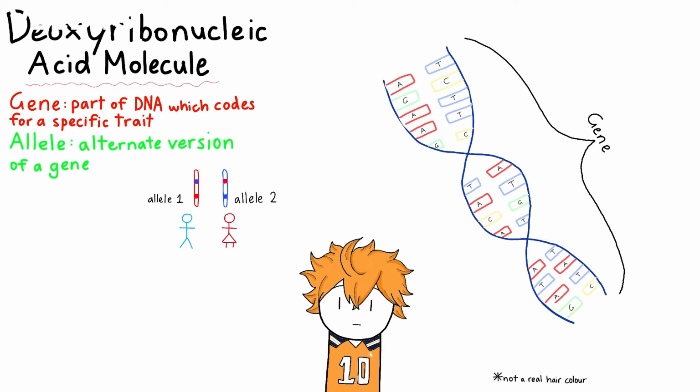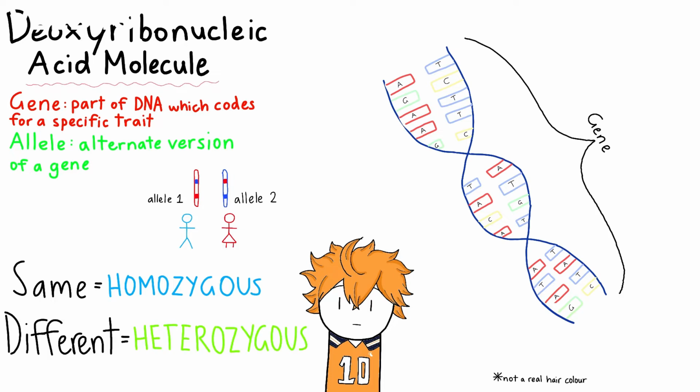If two alleles are the same, the individual is homozygous for that specific gene. If the alleles are different from one another, the individual is heterozygous. We will discuss homozygous and heterozygous later into the video.